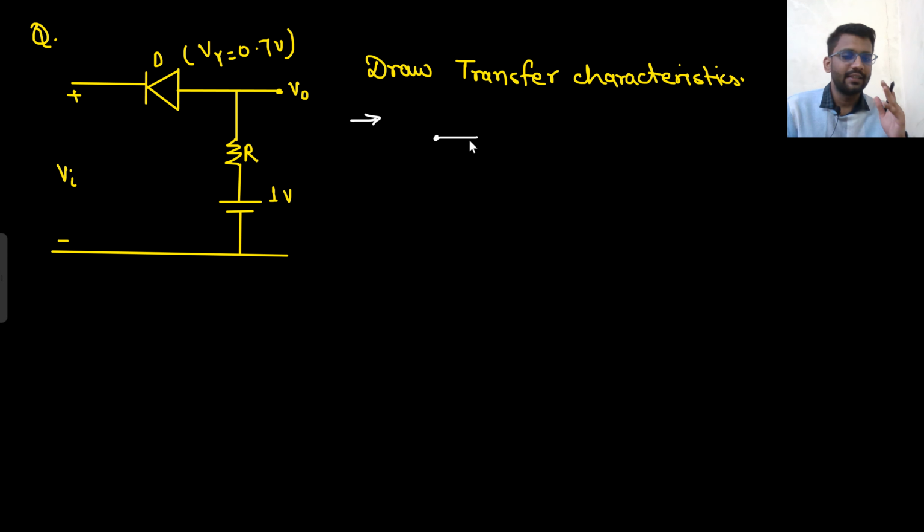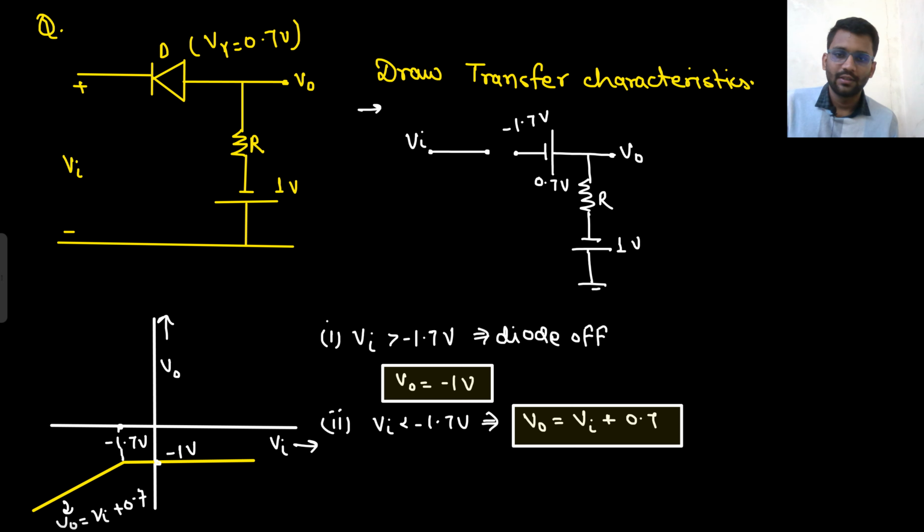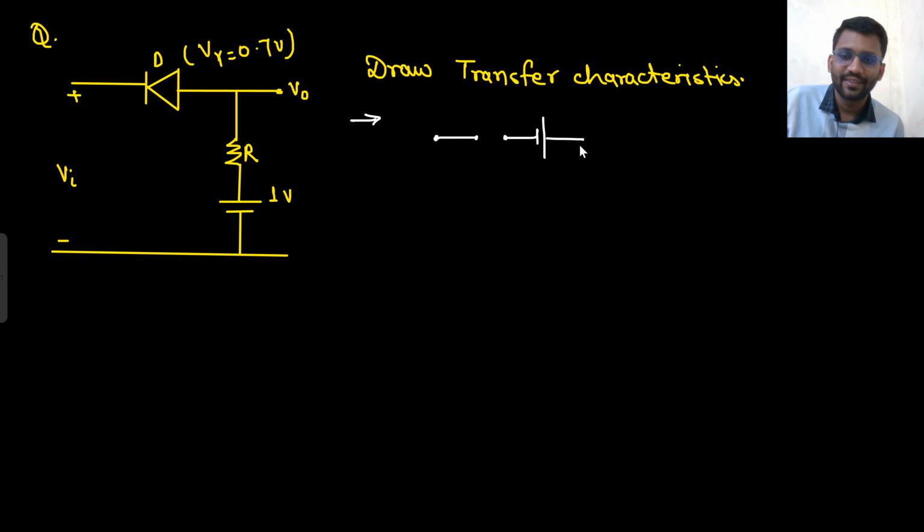The best technique is, whenever there is cut-in voltage given, take the battery out of the diode. Otherwise, the problem becomes very complex. You need to think, what value should I apply. Just take the battery out of the diode, and the problem will be very easy. It will be a cakewalk. So here also I will take the battery out of the diode. Always check the sign while taking the battery out of the diode. Otherwise, everything will be wrong, right?